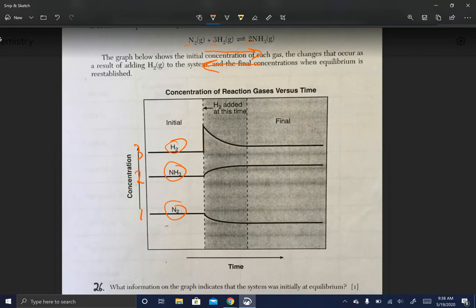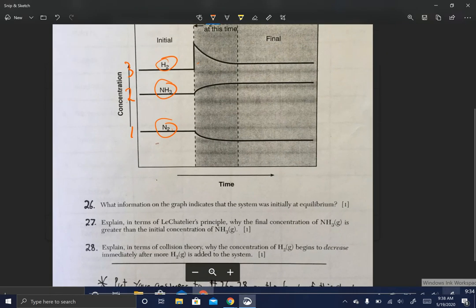And as they react, what are they making? They make NH3 products. So as H2 and N2 react with each other, they use themselves up to make NH3, which is why the concentration at the end is higher than at the beginning, because it was created through the process of this reaction. So as H2 and N2 react, they collide effectively, they make product, which is NH3, which is why NH3 has a higher concentration. And that is the answer to 27. 28, I just answered that.